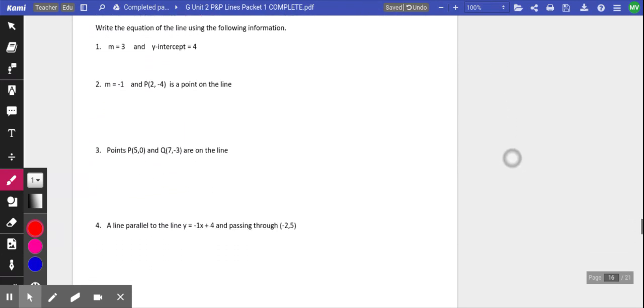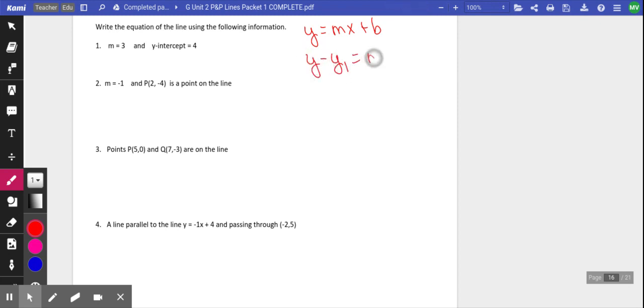Now we need to practice writing equations of lines, using the following information. To do this, we need to remember a couple of important things. We need to remember y equals mx plus b. And we need to remember y minus y1 equals m parentheses x minus x1.